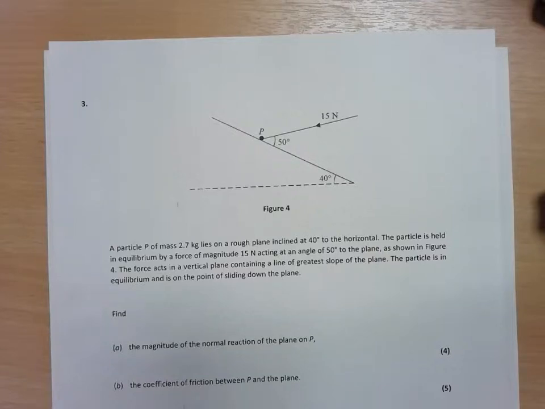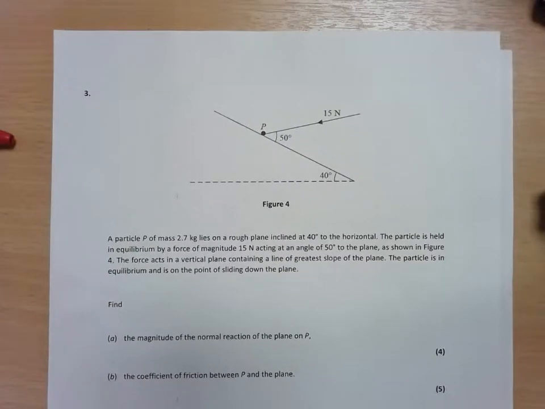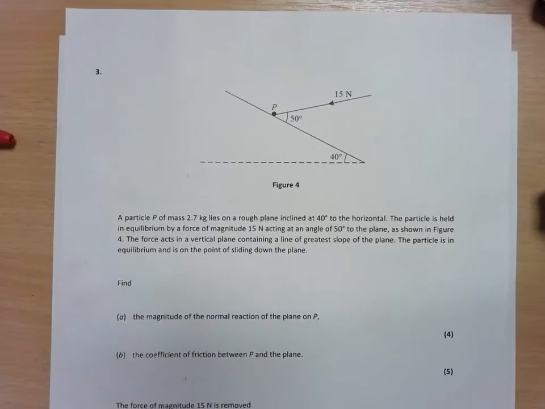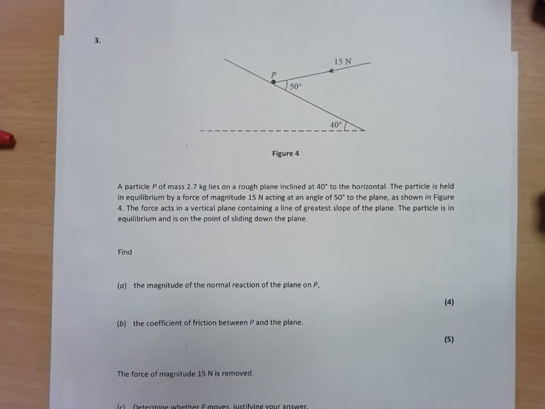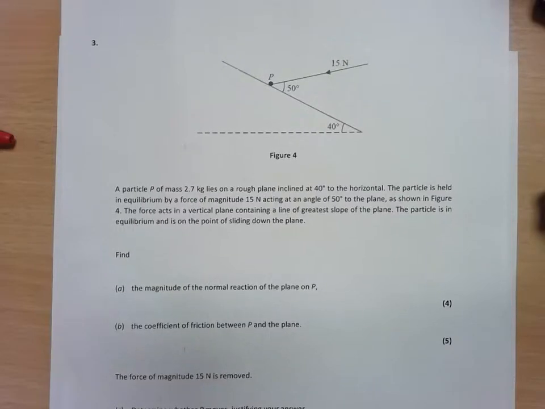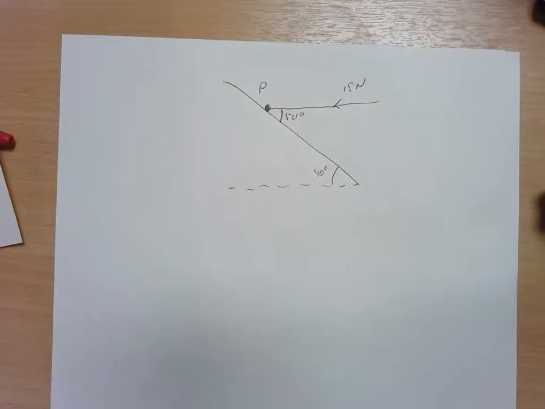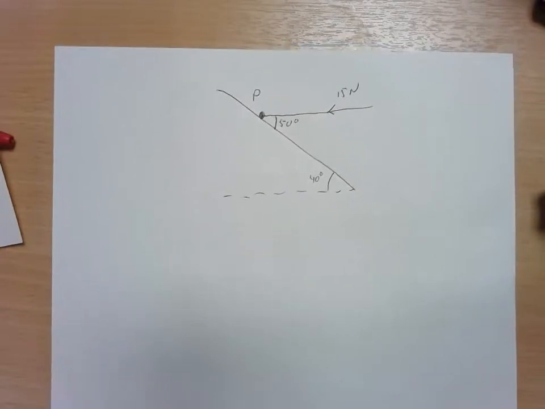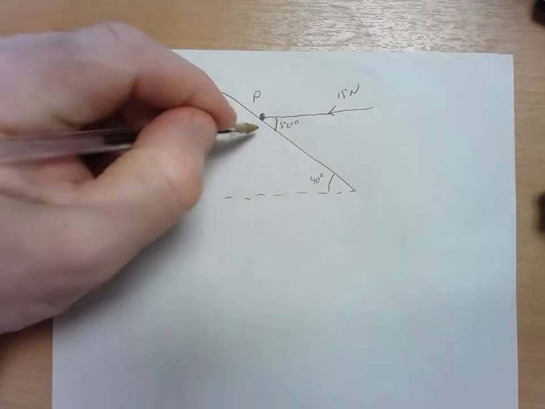Question 3 is a fairly common particle on a rough slope question. The diagram you're given is fairly minimalist, with a load of information telling you what's going on. Part A asks for the normal reaction, part B the coefficient of friction, and then they take away the 15 Newton force. So first I'm going to copy down the original diagram but add a load more stuff onto it, making sure I've got a nice big diagram, not some tiny little thing, because there's quite a lot to go on there.